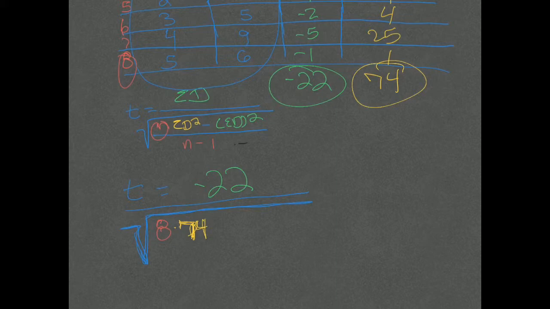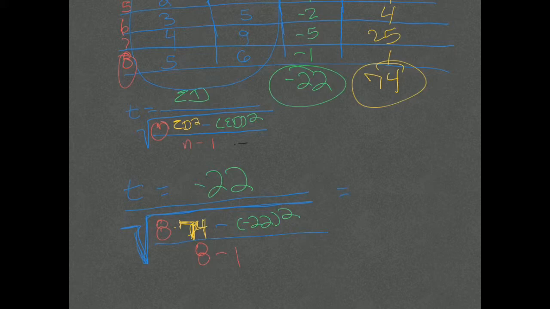Okay. And then we're going to subtract that from the square of the sum of our difference scores. So that's going to be our -22 squared, and then we're going to divide that by our n, again 8, minus 1. So we just keep solving for t.